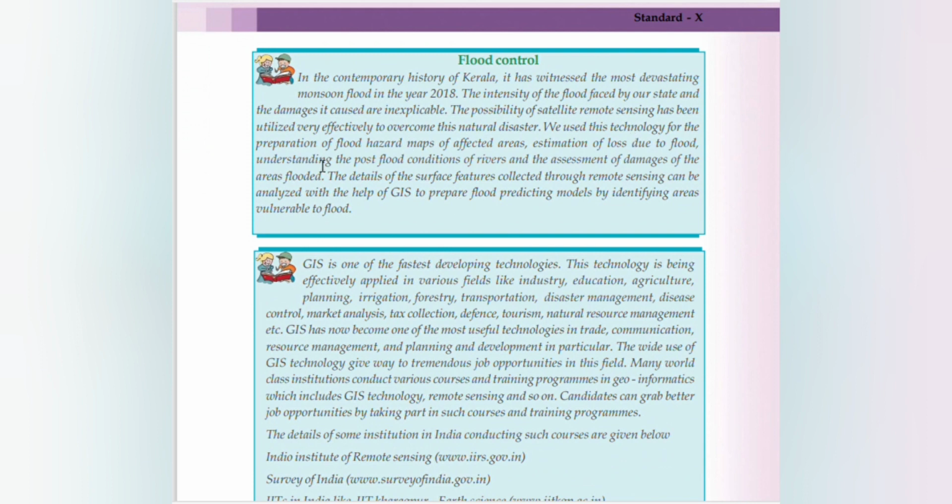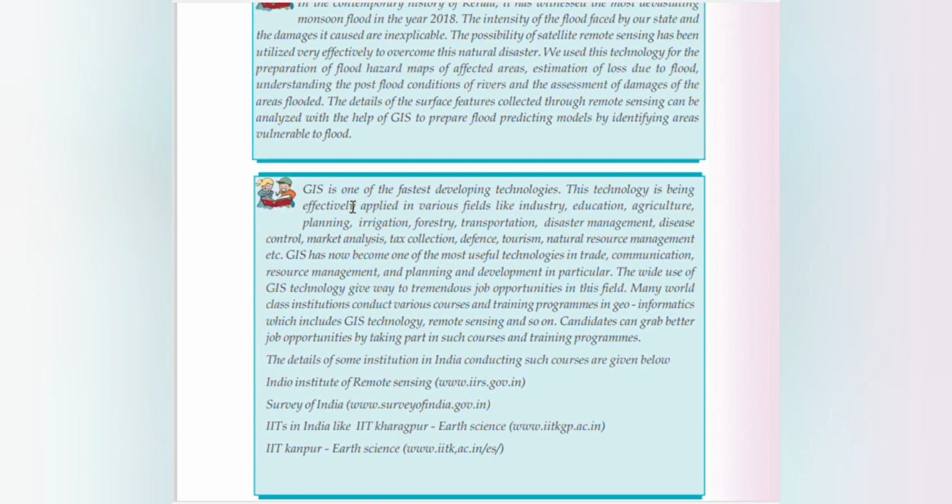We use this technology for the preparation of flood hazard maps of affected areas, estimation of loss due to flood, understanding the post-flood conditions of rivers, and the assessment of damages of the areas flooded. The details of the surface features collected through remote sensing can be analyzed with the help of GIS to prepare flood predicting models by identifying areas vulnerable to flood.